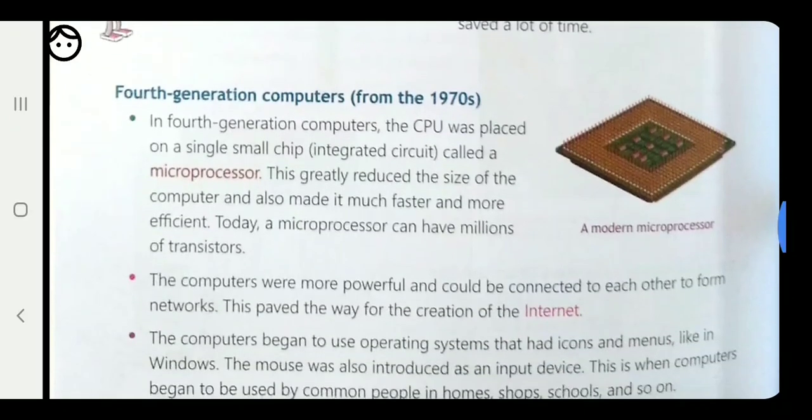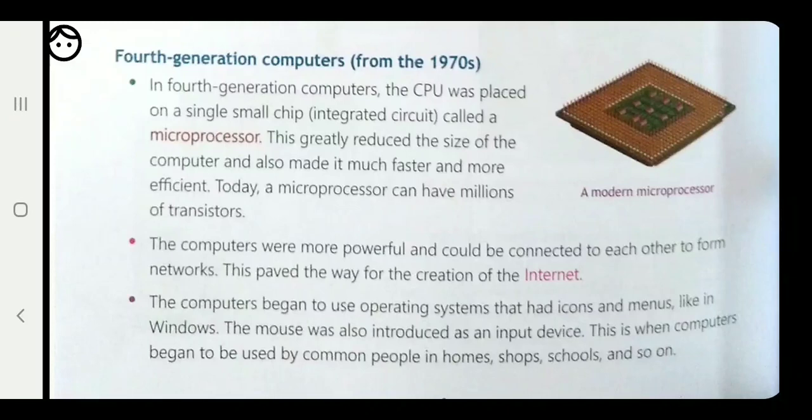Now come to fourth generation computers, which began in the 1970s. In the fourth generation, the CPU was placed on a single small integrated circuit chip called a microprocessor, a much smaller chip compared to the earlier circuits. This greatly reduced the size of the computer and also made it much faster and more efficient. Today a microprocessor can have millions of transistors.